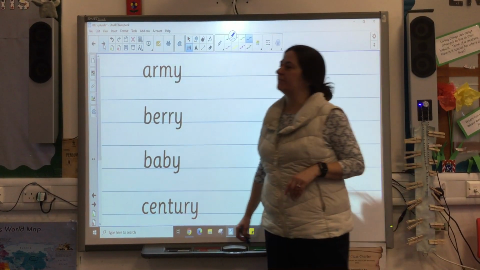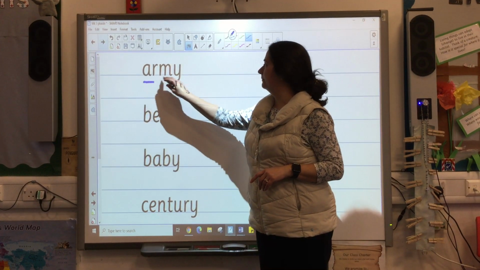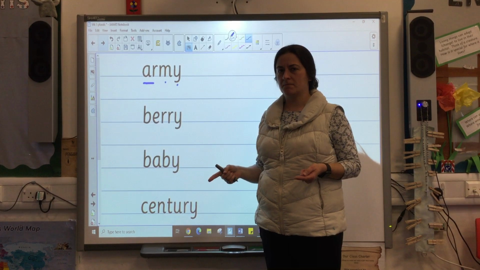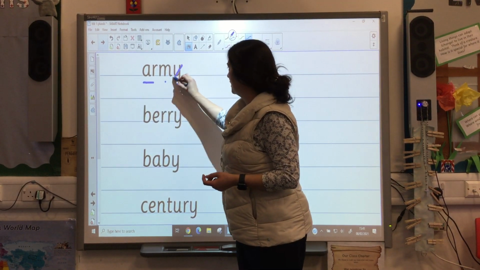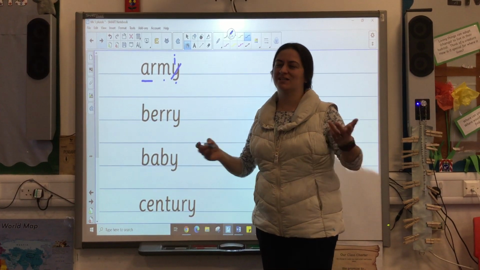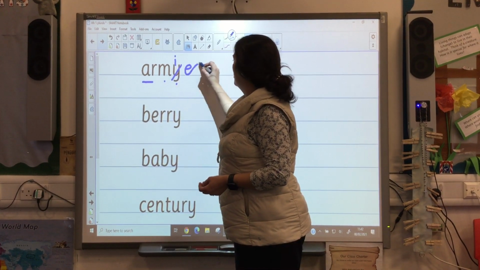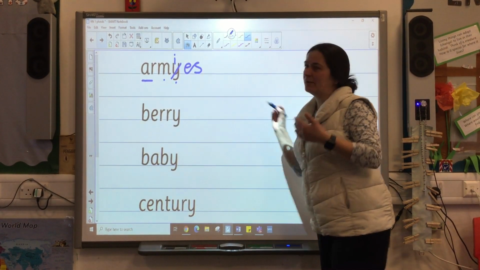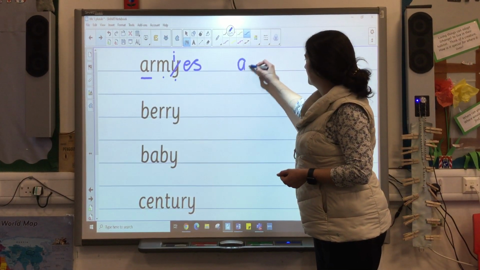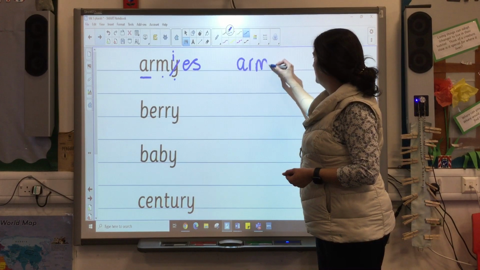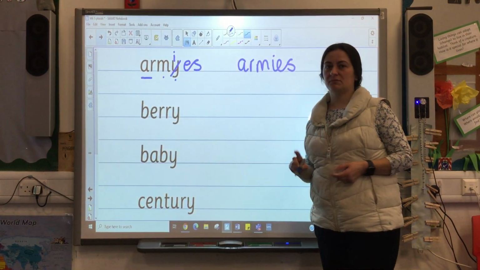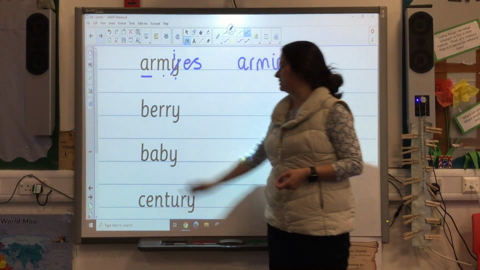Let's segment and blend our first word. Army. What do I need to do? Thank you. Change the Y to an I, and then what do I add? That's right, following our rule from before, add ES. So now I'm going to write the word again so I can see it clearly. Armies.